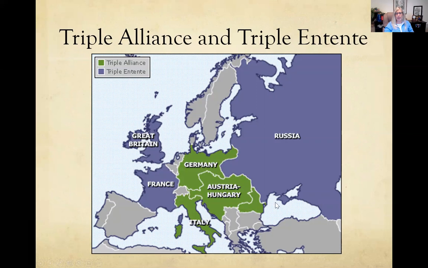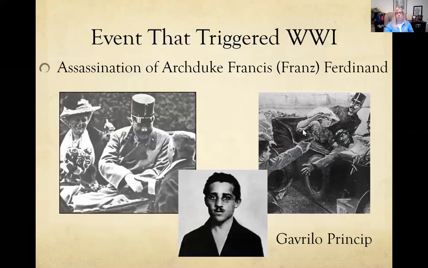So here's the location. Again, we've got the Triple Alliance here in the center, and we've got the Triple Entente, Great Britain, France, and Russia. And then the areas in question will be in this region here along the Eastern Mediterranean. Okay, so with all of those elements in place, nationalism, militarism, imperialism, and the alliances, the trigger event that sparks all of this to erupt is the assassination of Francis Ferdinand.